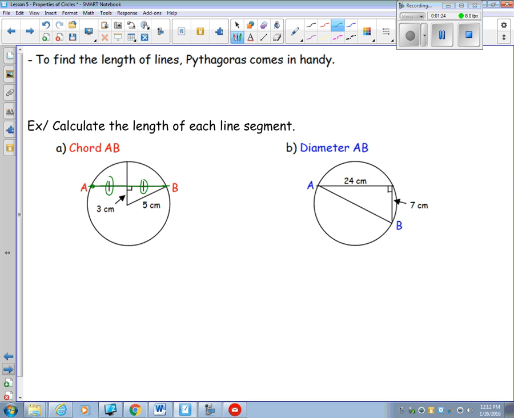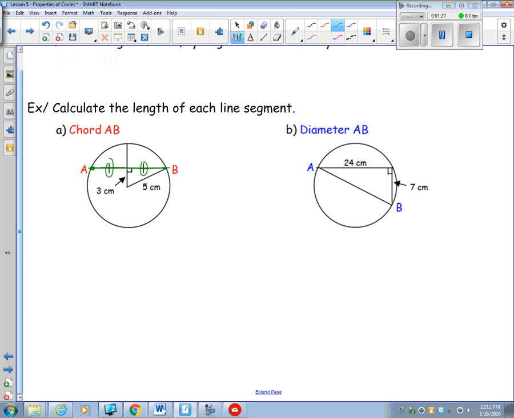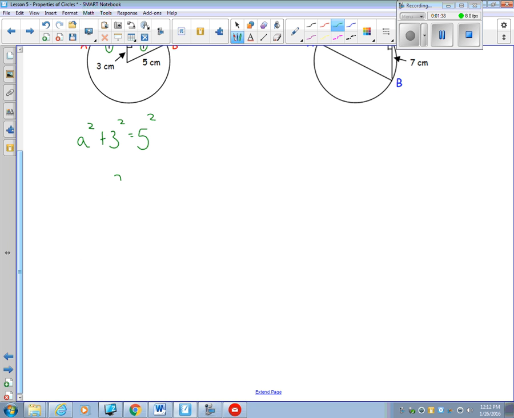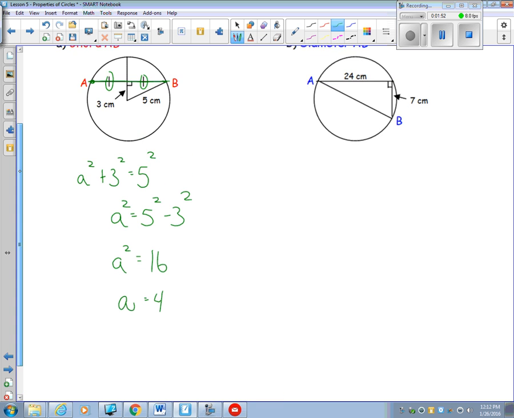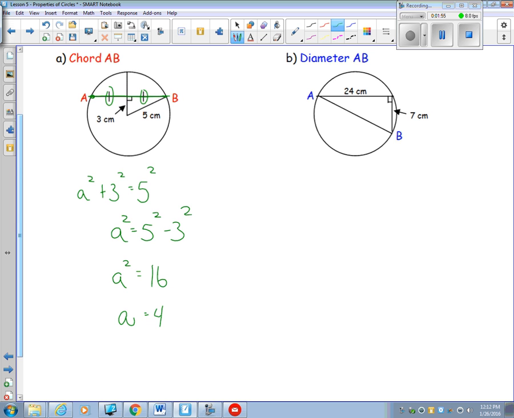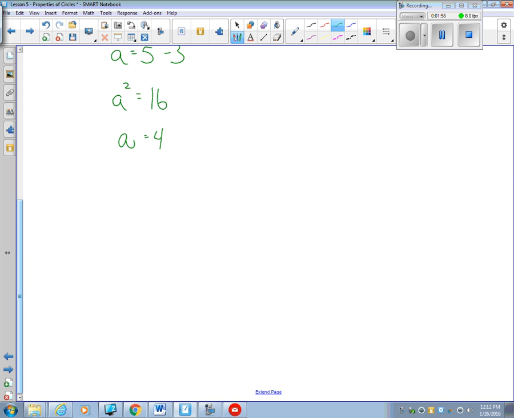Looking at that, it kind of reminds me of this right angle triangle that we have, a Pythagoras idea here. In particular, we have a squared plus 3 squared makes 5 squared. And to solve that, I need numbers on one side and letters on the other, so I have to rearrange this. I get a squared is 5 squared minus 3 squared, or in other words, a squared is 16. And if I square root that, I get a is 4. And now that's not the length of AB, it's just the length of 1/2 of that. To find AB, we're going to double that, so 2 times 4, we end up with AB being 8 centimeters.